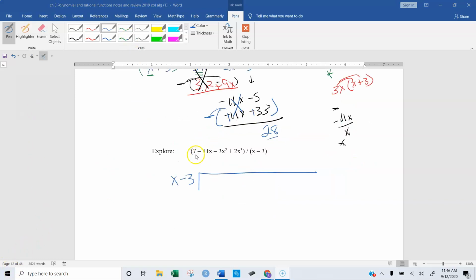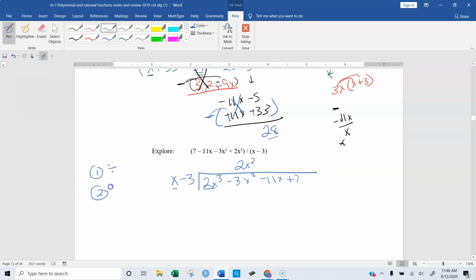Okay, I hope you recognize there is something wrong here, right? It has to be in descending order. So let's write this correctly. So your first part should have been 2x cubed minus 3x squared minus 11x plus 7. If you did not do that first, you erase and start over. So now you're dividing. 2x cubed divided by x is 2x squared, division.